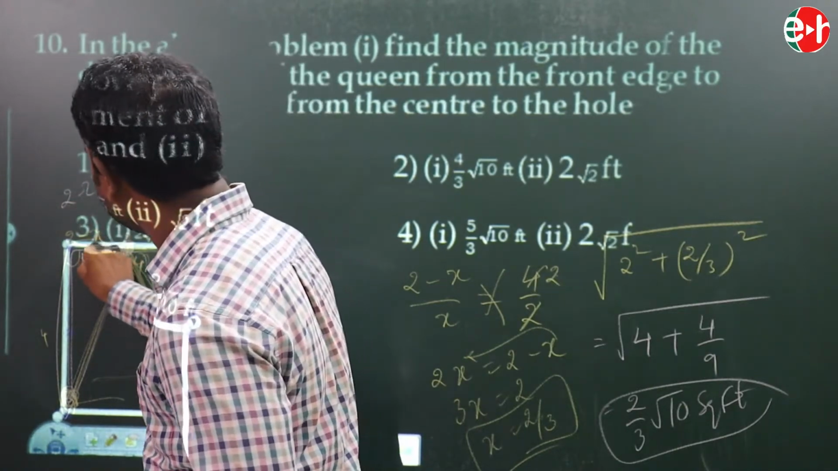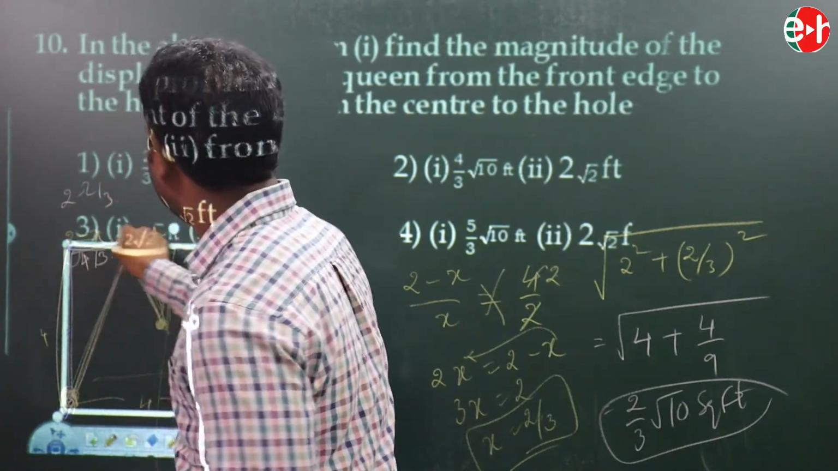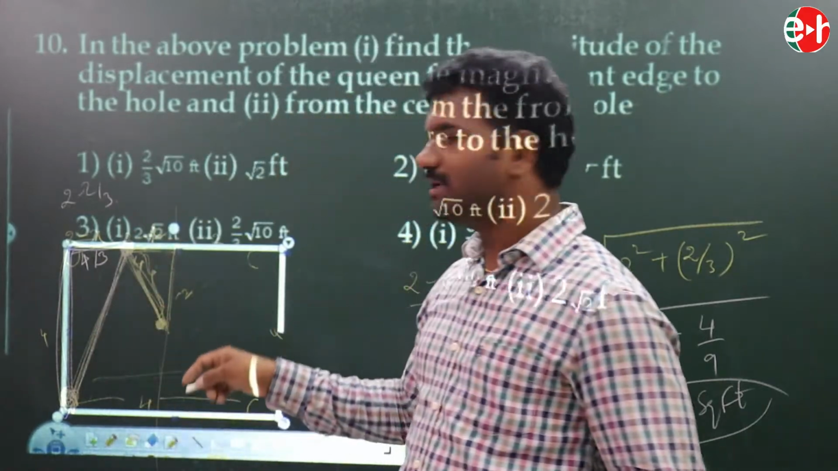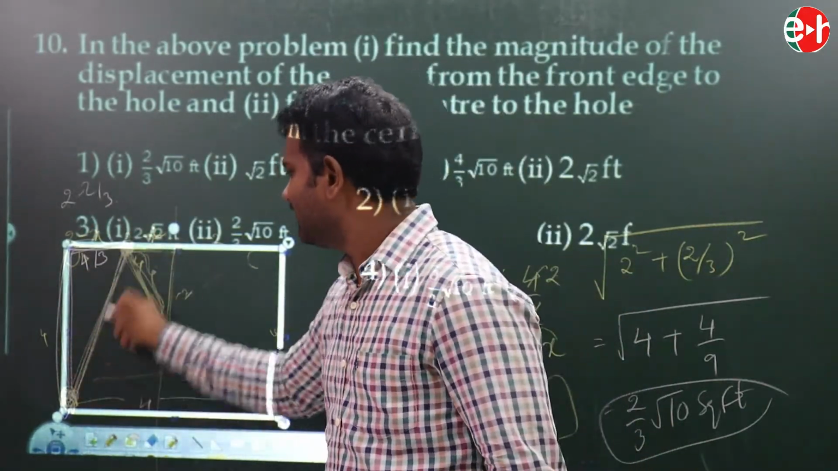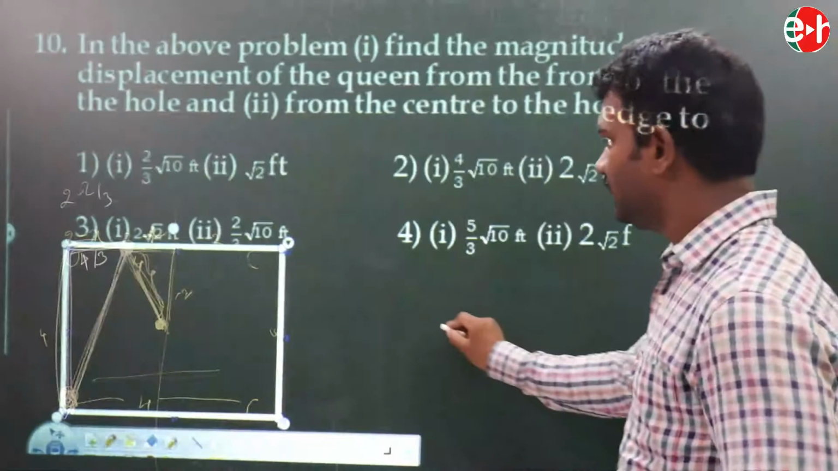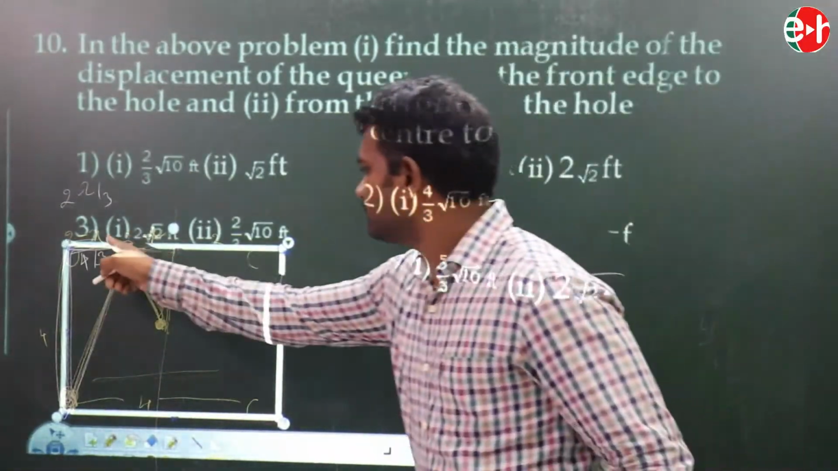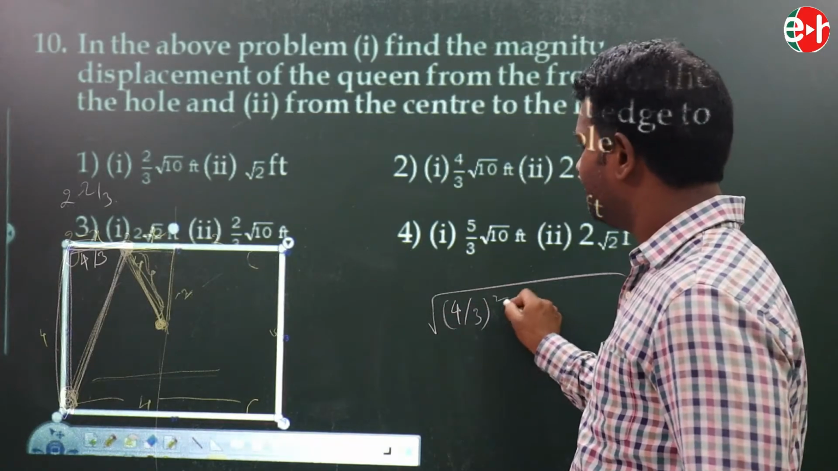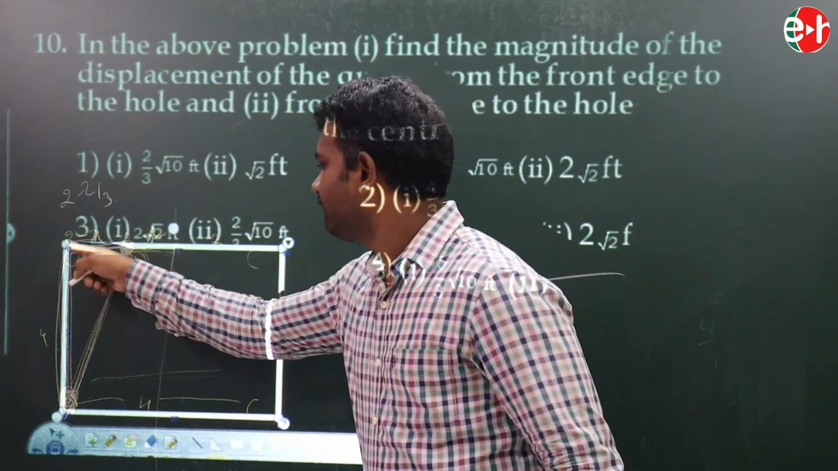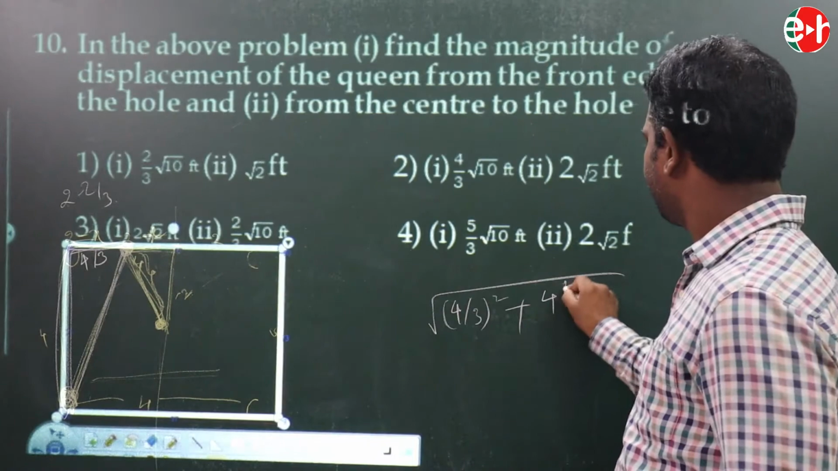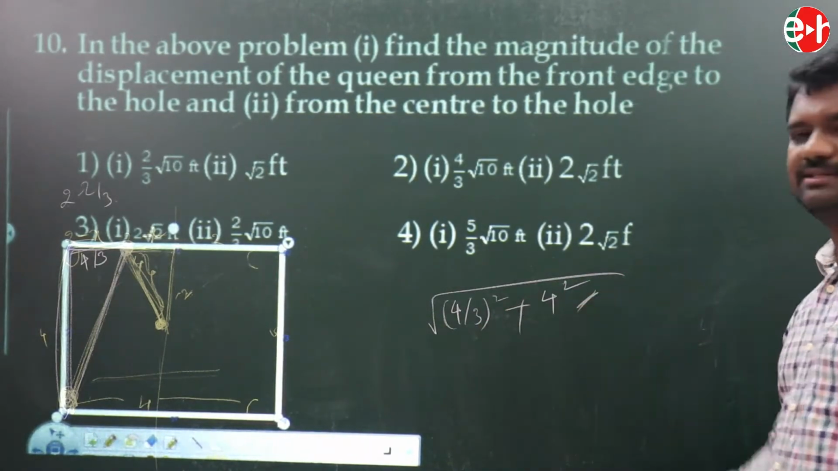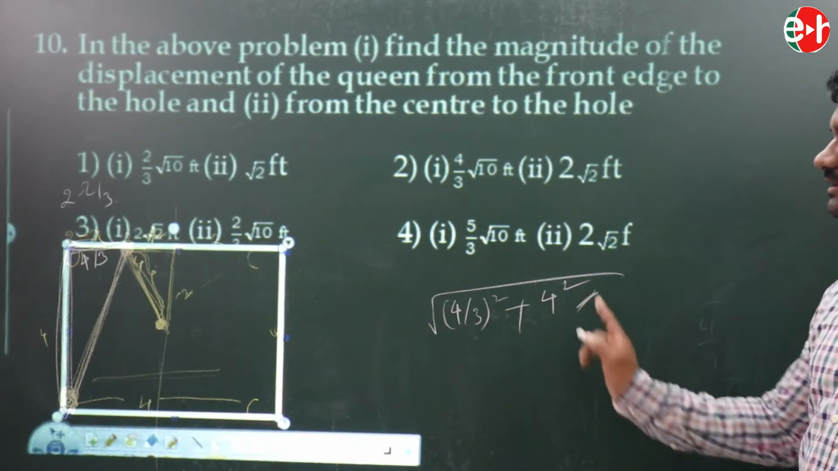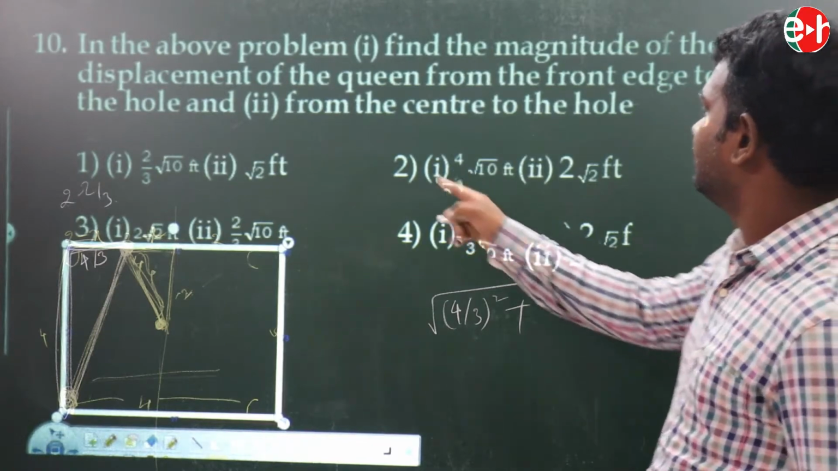So, this length is equal to 4 by 3. Now, we have to apply the hypotenuse formula for this right angle triangle. So, square root of side 1 square plus side 2 square. So, 4 by 3 whole square plus 4 square. Simplify this. You will get the answer. Fine. Now, what is the next question?